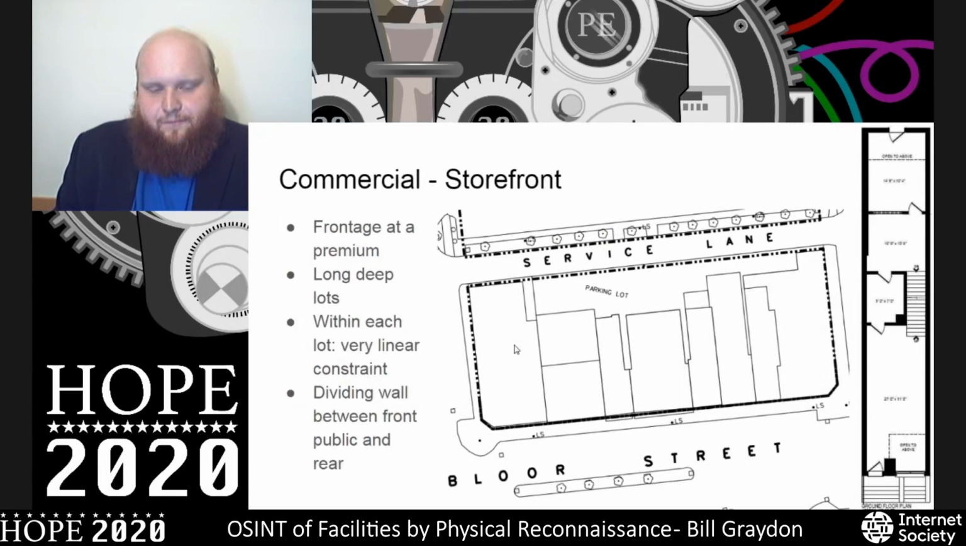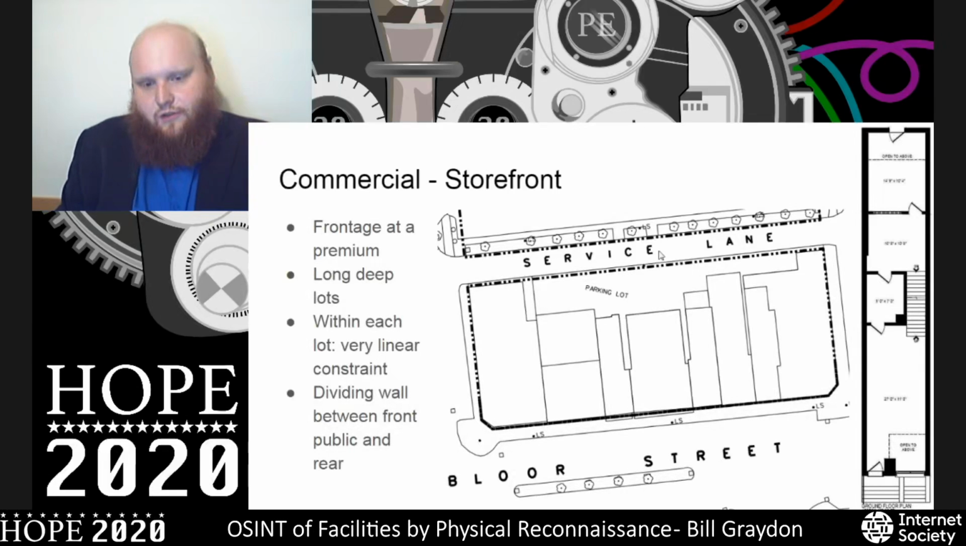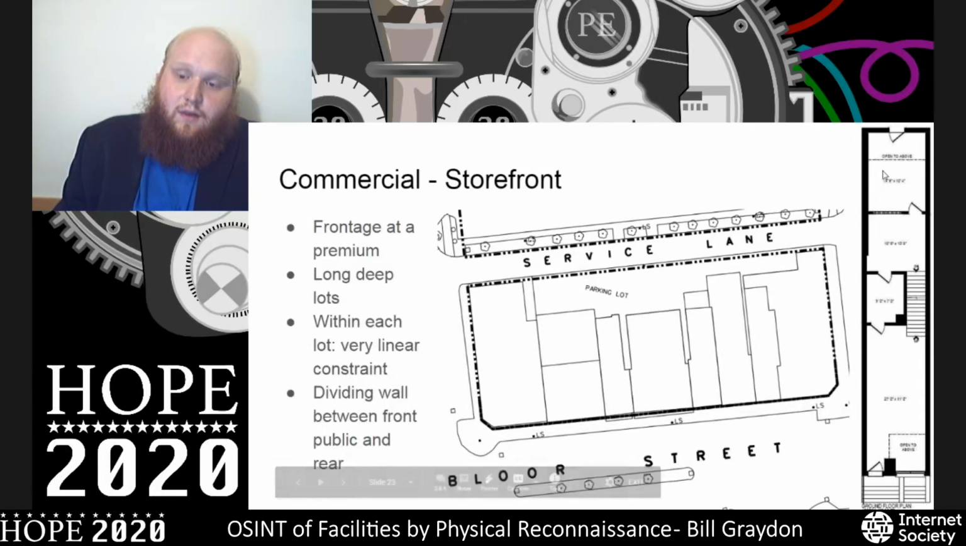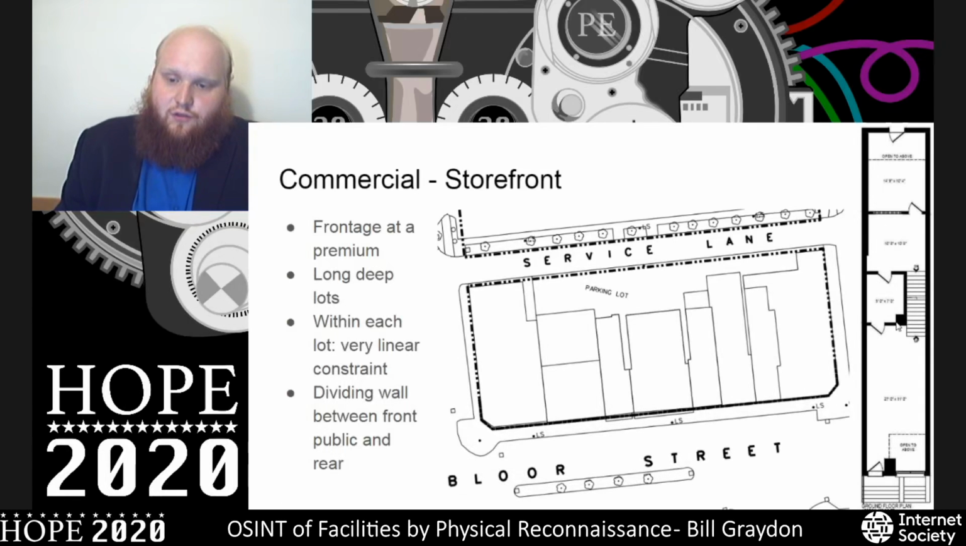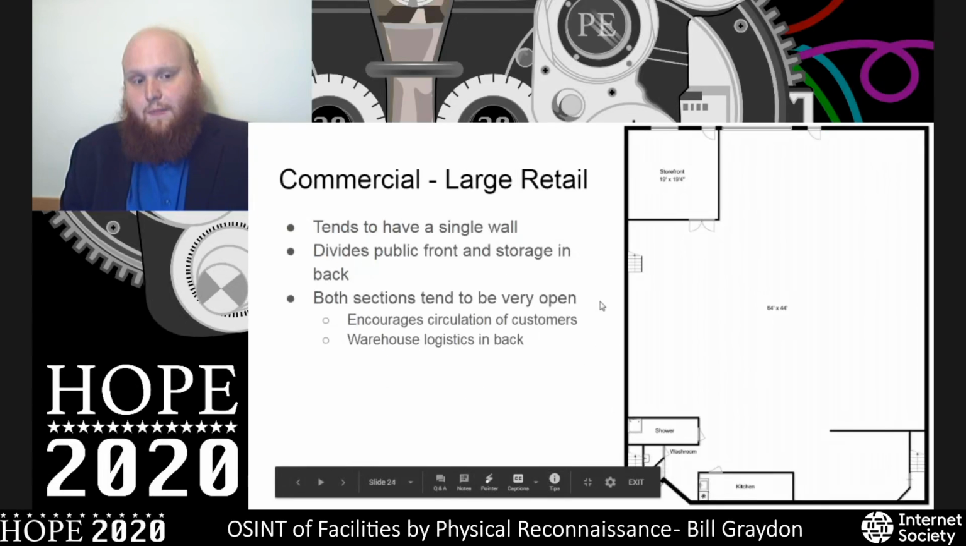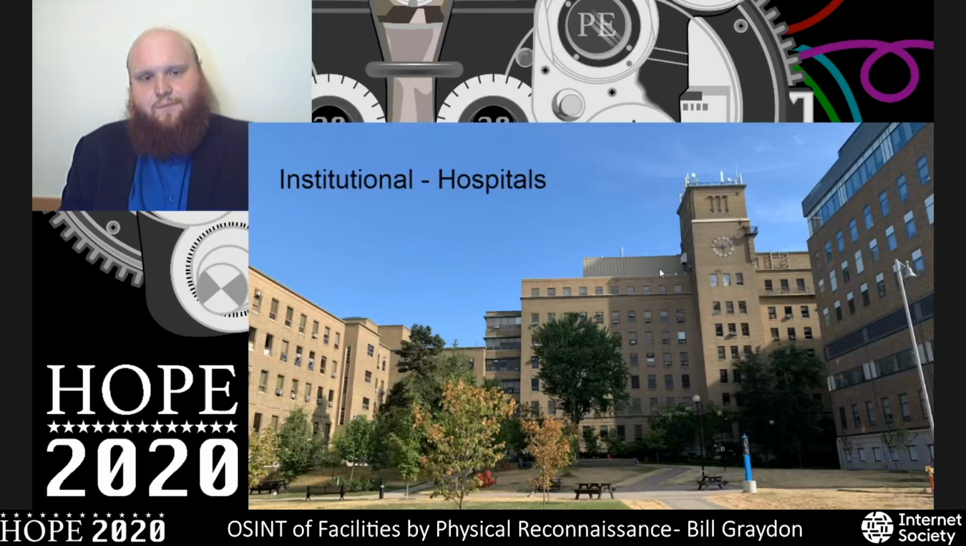For commercial facilities, so storefronts, the frontage is what's valuable there. So they tend to be very long and deep without a large frontage. And within them, that floor plane is now very linearly constrained. And we tend to see usually a single barrier between the front where customers go and the back. For larger retail spaces, you see that as well, because the back tends to be like a warehouse, so it's an open floor plan, and the front as well to encourage customer circulation.